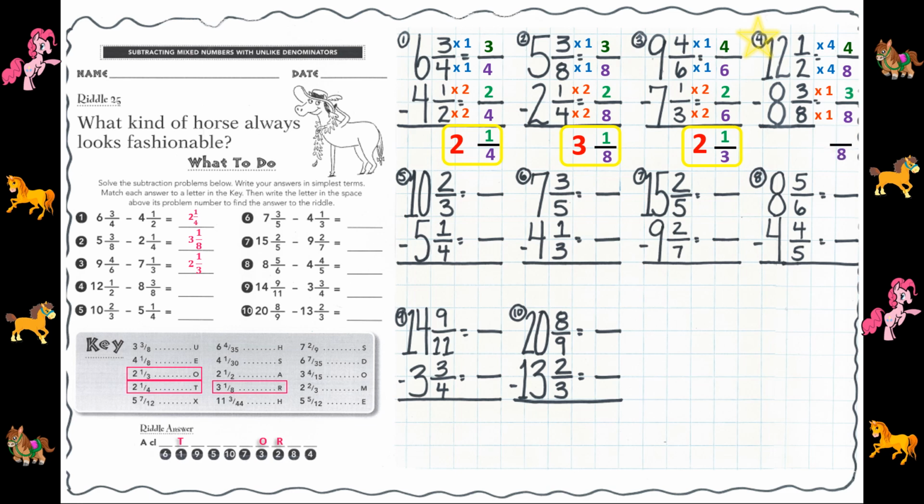8 is my common denominator. 4 take away 3 equals 1. Now it's time to subtract my whole numbers. 12 take away 8 equals 4. I cannot reduce, so my answer for question 4 is 4 1/8. 4 1/8 matches with the letter E. I look down below where I see a 4, I write E.